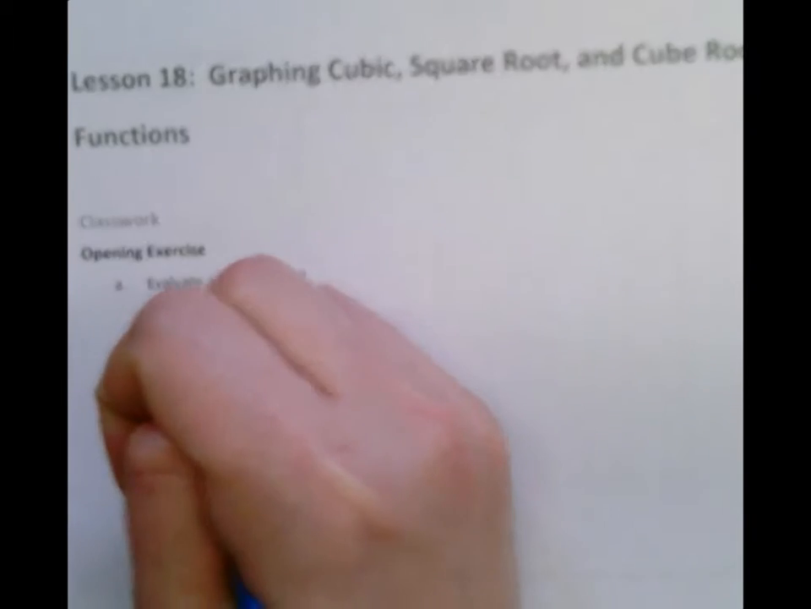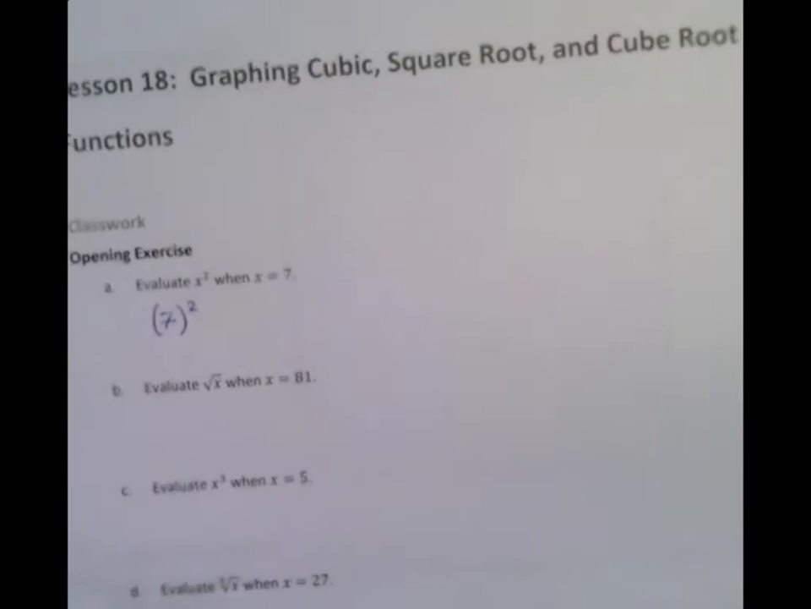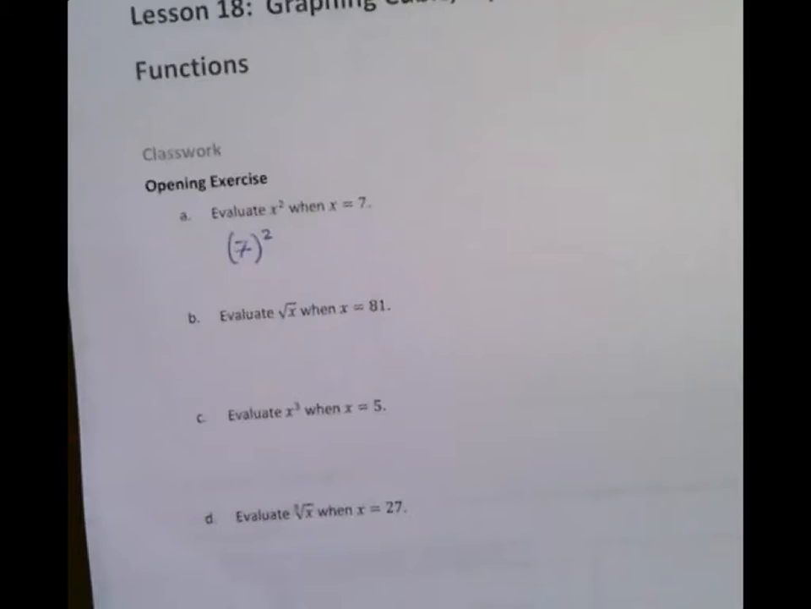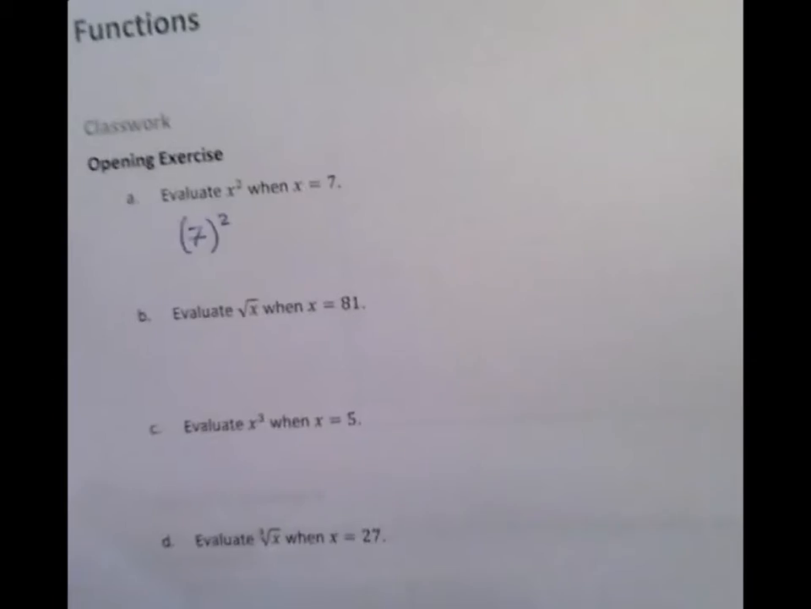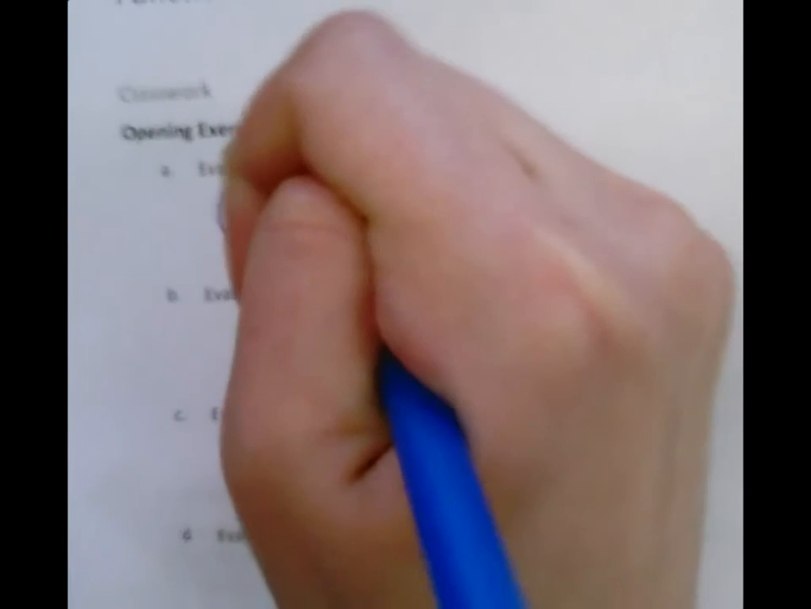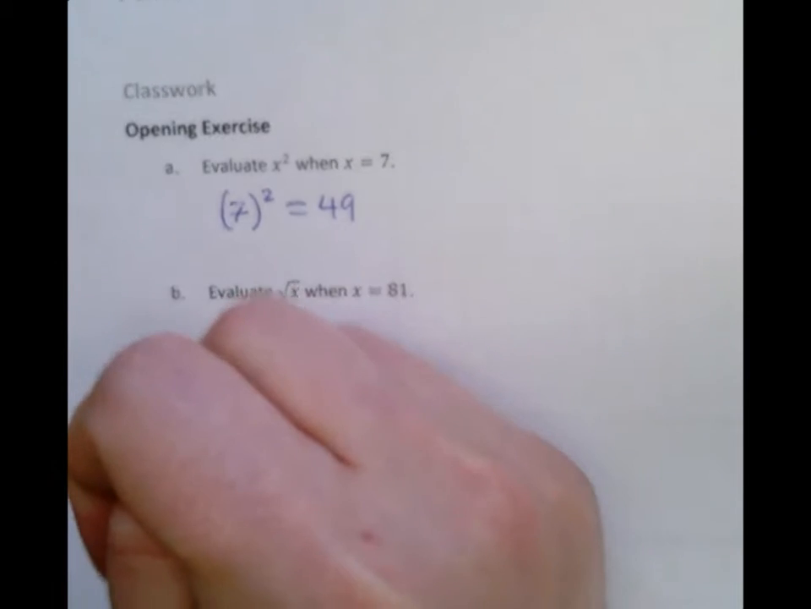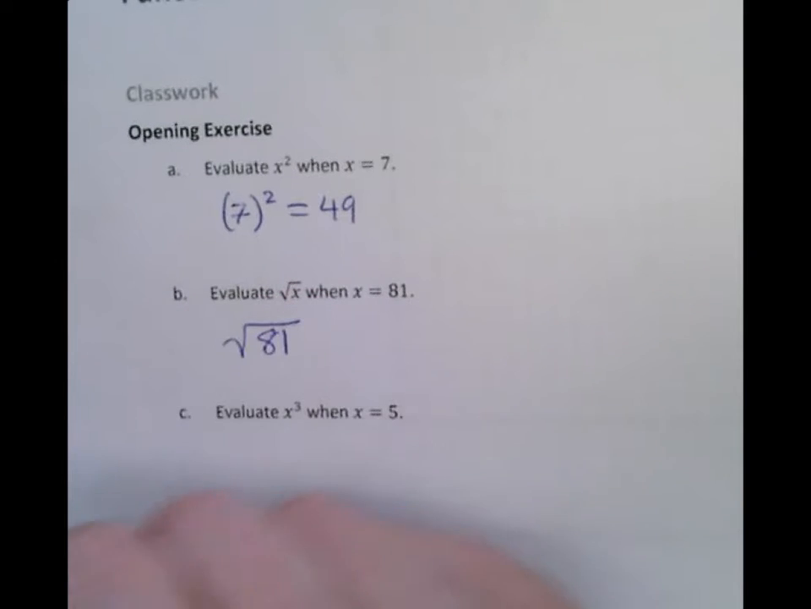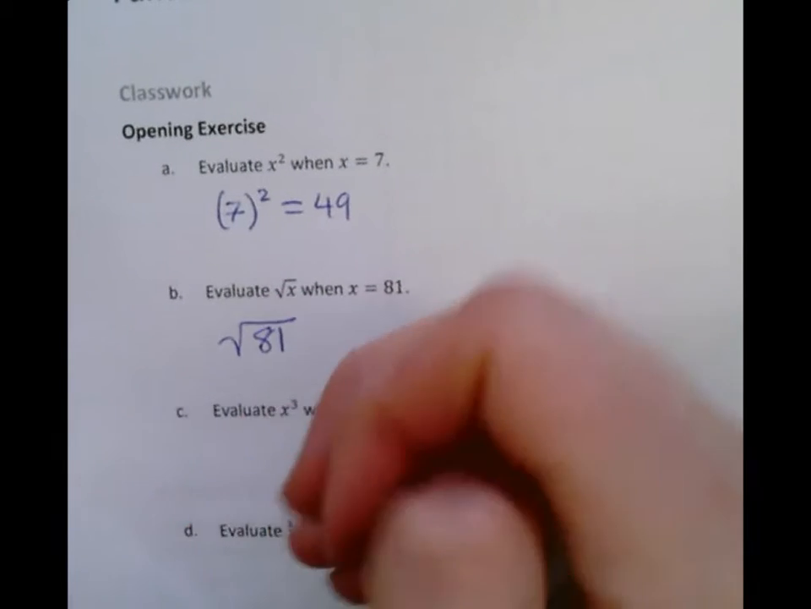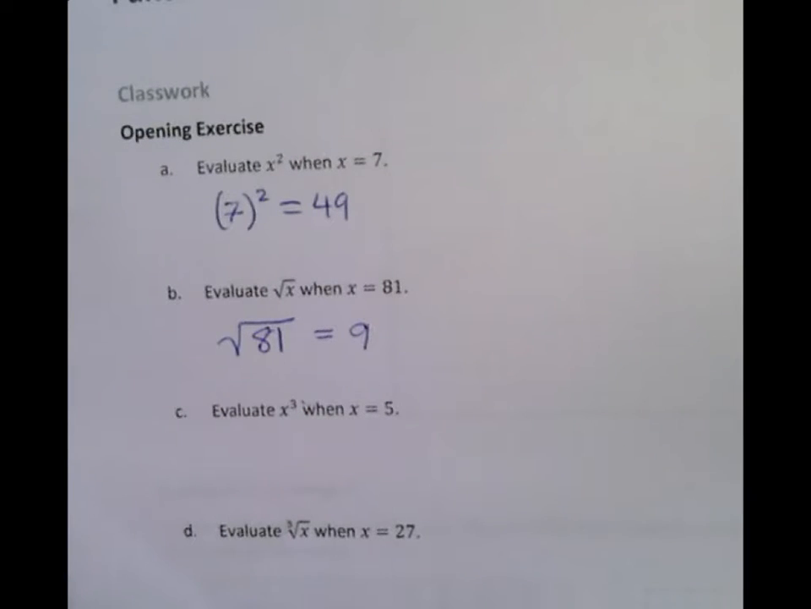When it says evaluate x squared when x equals 7, that means we're plugging in 7 for the x. 7 squared means 7 times 7, and I get 49. For the next one, I do the square root of 81. So I'm thinking, what number squared is 81? I know that would be 9.